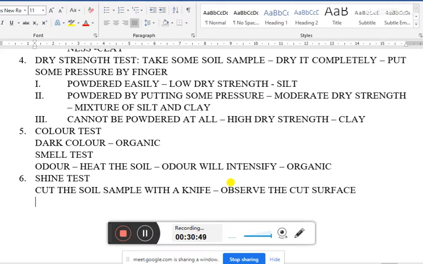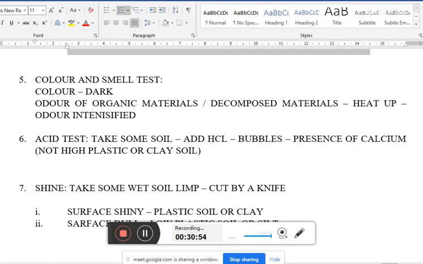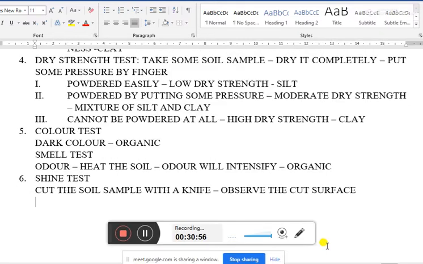If the cut surface is shiny, then the soil is clay soil or purely cohesive soil. If the cut surface is dull, then the soil is silty.